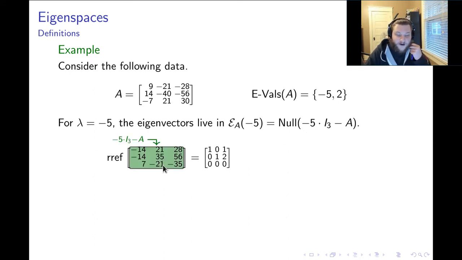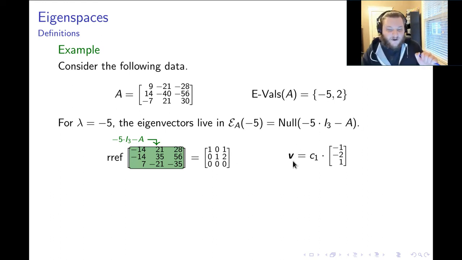Well, we look at the characteristic matrix. That's -5 times the identity minus A. And if we want to solve the equation, that characteristic matrix times x equals the 0 vector. So to do this, we row reduce that characteristic matrix, and we get this reduced row echelon form here. We see here that we get one free variable in that system, and if we play around with the equations, what we find is that every vector in that null space is a scalar multiple of -1, -2, 1.